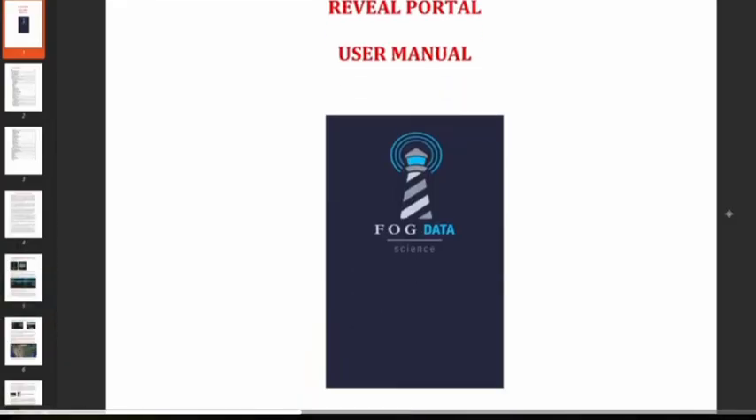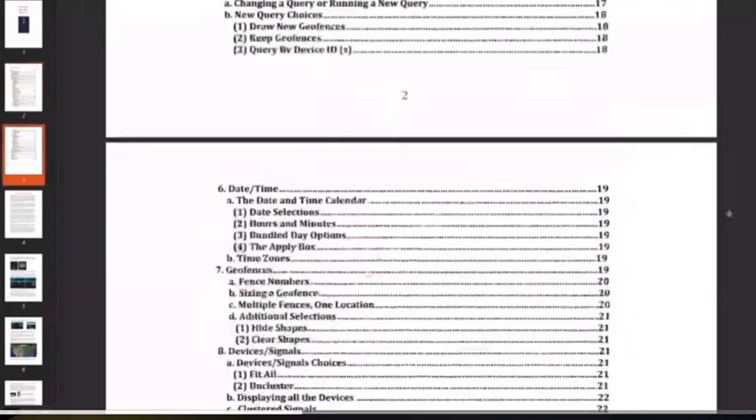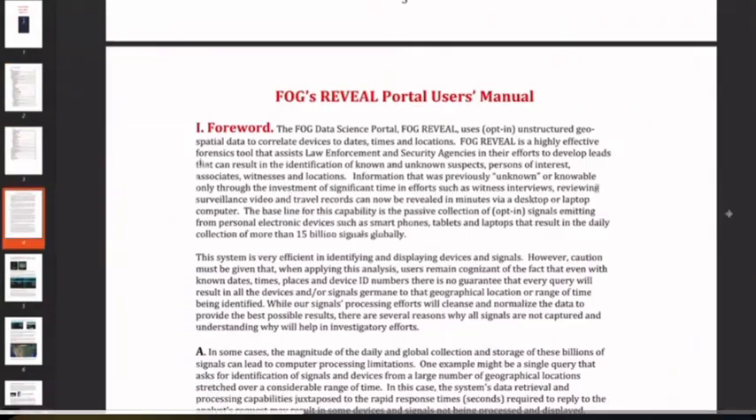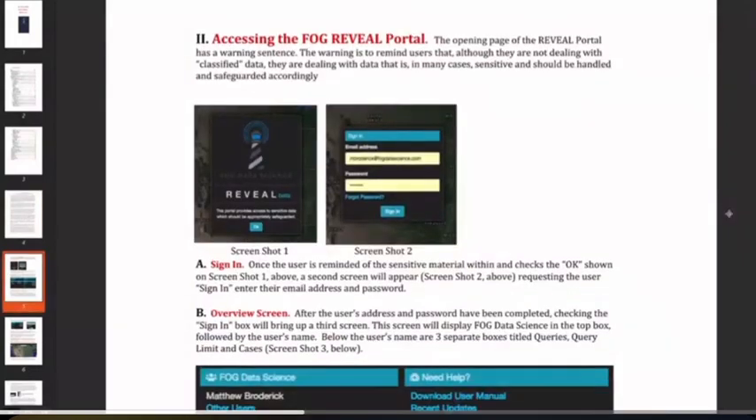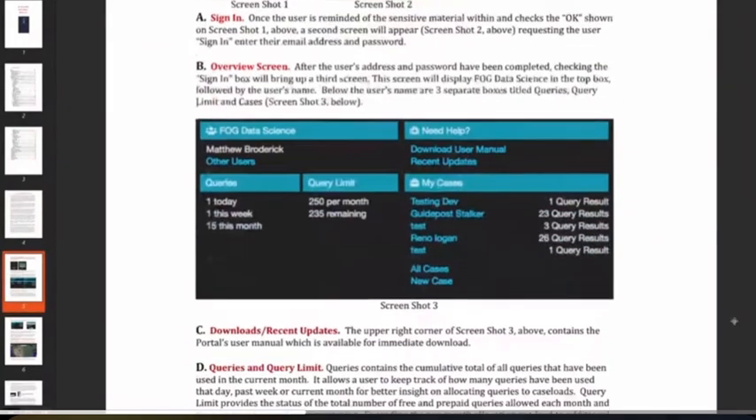Fog User Manual. Now, fortunately, I have the actual user manual, and although it's low resolution, it gives us an idea of the capabilities. The Fog Reveal web portal is intended for law enforcement use, so the format is made to be filed by case at the law enforcement department system.